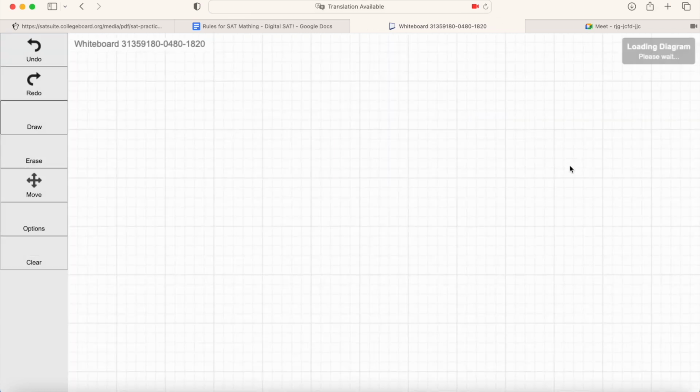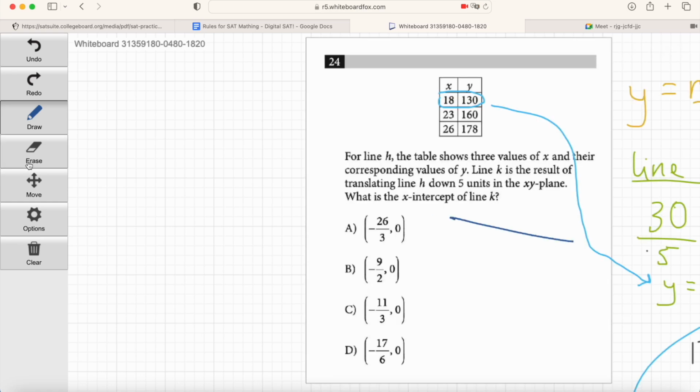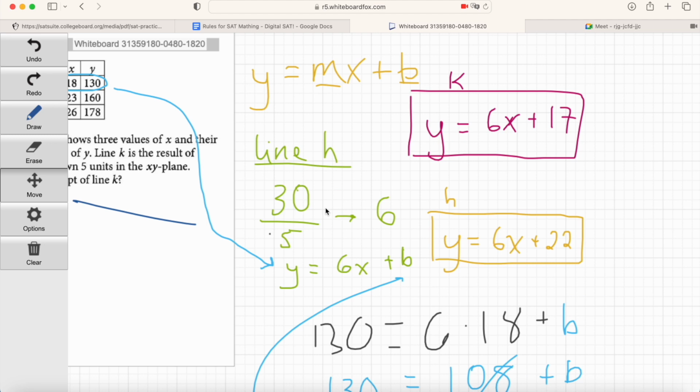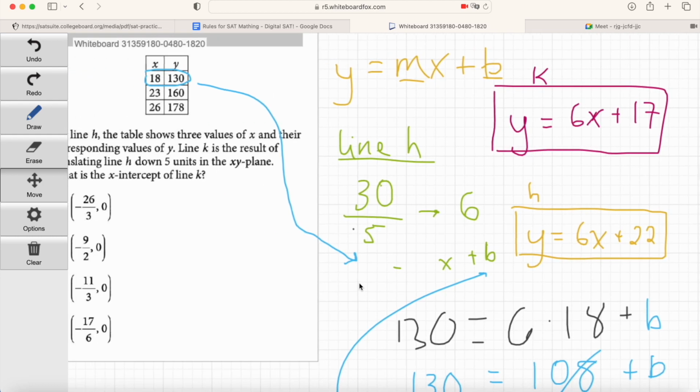Okay. Just going to refresh my whiteboard here. There we go. There's our equation for line K. All right. Let's go back to the question now, because we still need to find the x-intercept of line K.